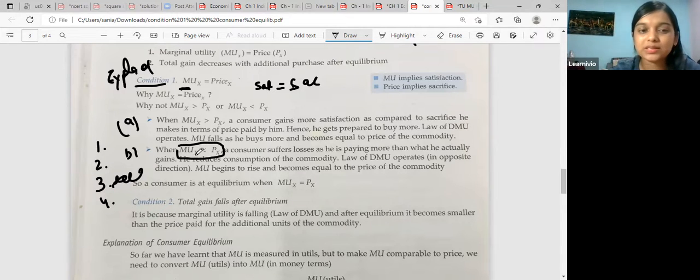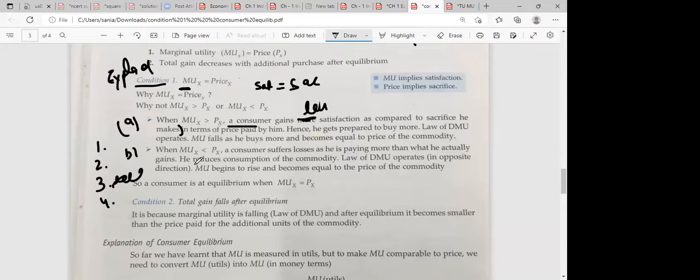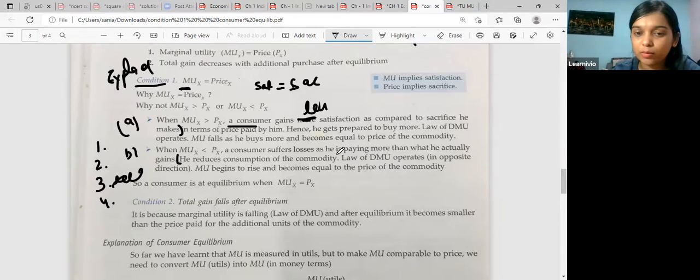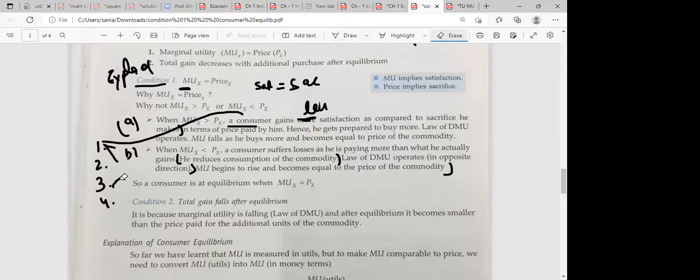That MUX is less than PX. And then the first point will be this: a consumer gains less satisfaction as compared to the sacrifice he makes. Clear? And then second: he reduces consumption of the commodity. Law of DMU operates in negative direction. It is in order, the same way as before.